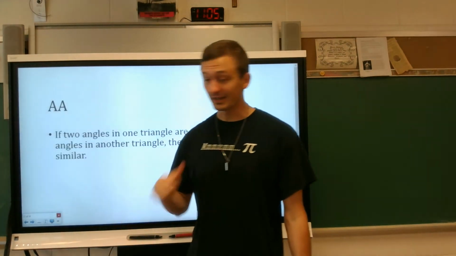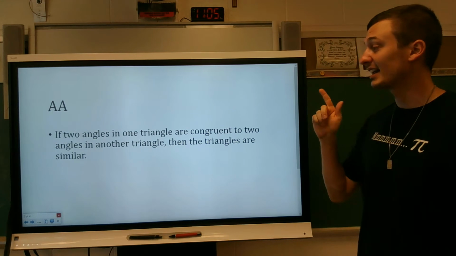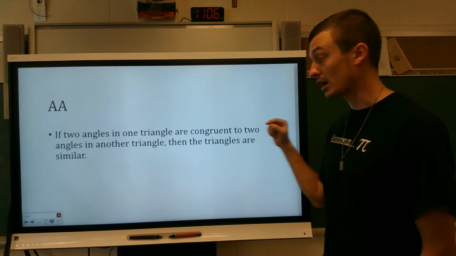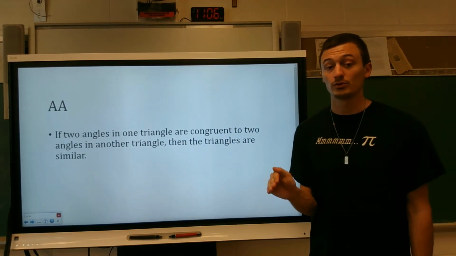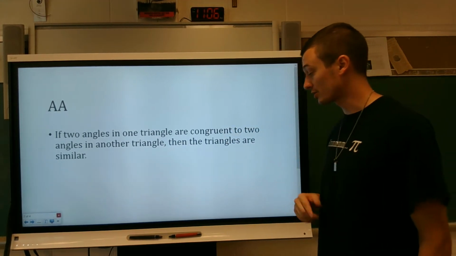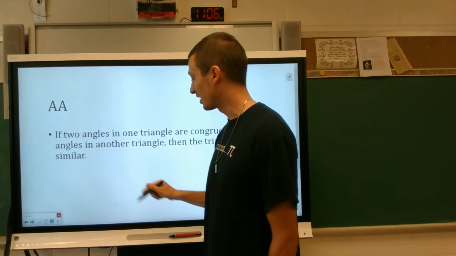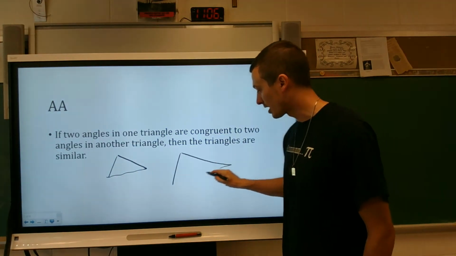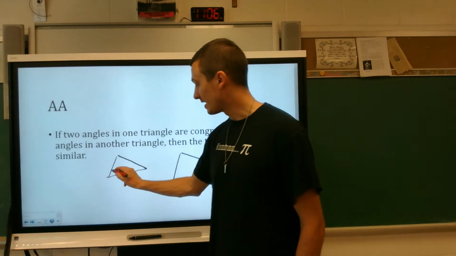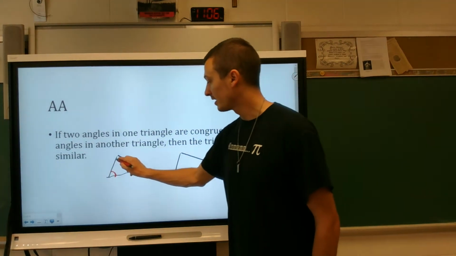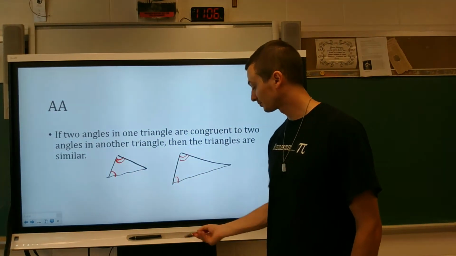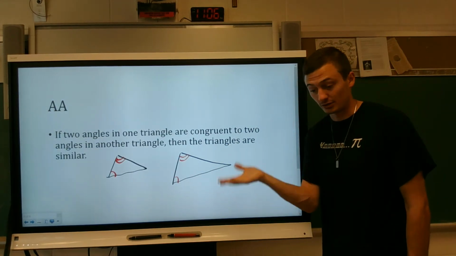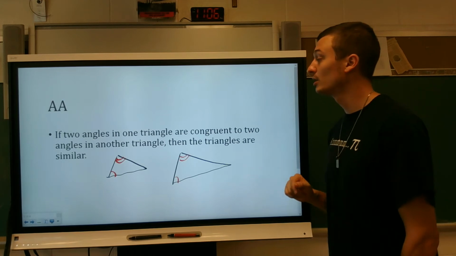The first one I want to talk about is angle, angle. That says that if two angles in one triangle are congruent to 2 angles in another triangle, then the triangles are similar. That's it. That's all you need to know. If 2 angles are congruent, then the triangles are similar. So if I have a diagram, because diagrams are great, if I have this triangle and I have this triangle, and I know that this angle is congruent to this angle, and this angle is congruent to that angle, these 2 triangles have to be similar. That's it. There's no wiggle room.